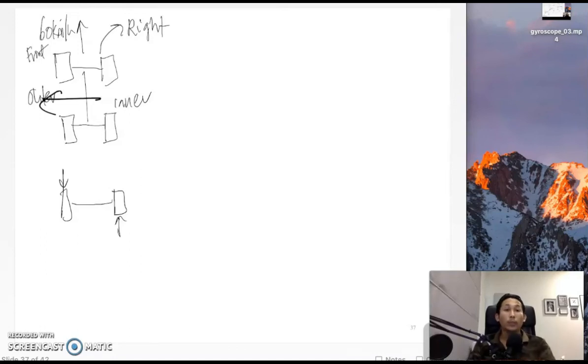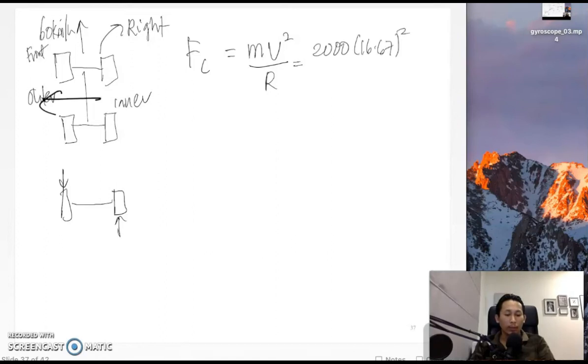Okay, so to calculate the centrifugal force, the force of centrifugal is equal to the mass of the car times the velocity squared, divided by r, the radius of 60 meter. So we can calculate 2000 times 16.67 meter per second squared, and then 60 meter, and we have our force is 92.63 Newton.